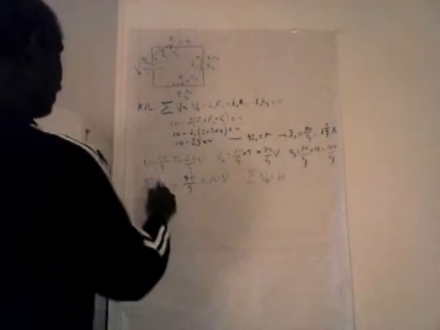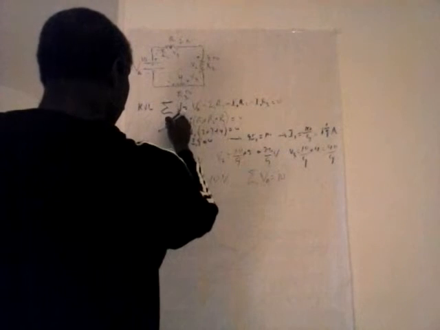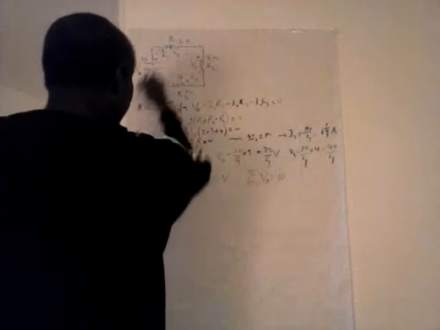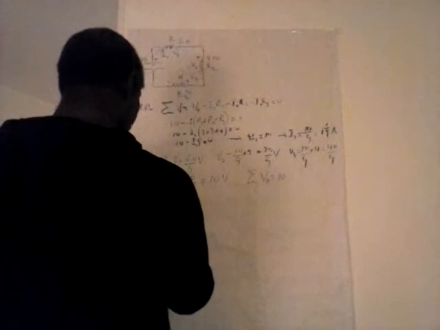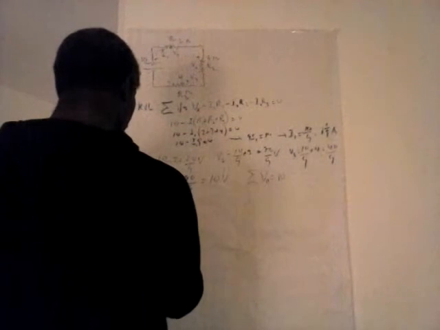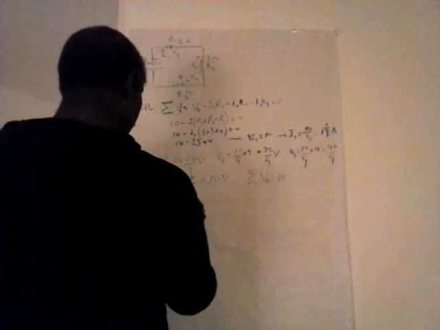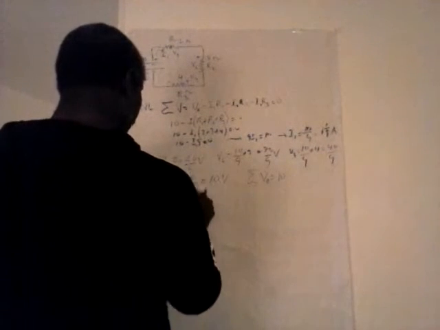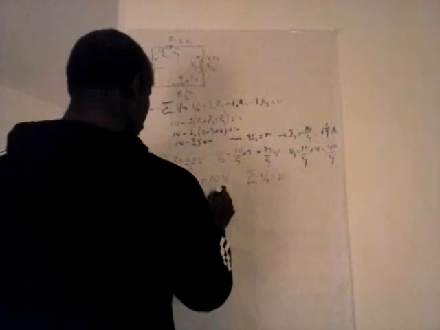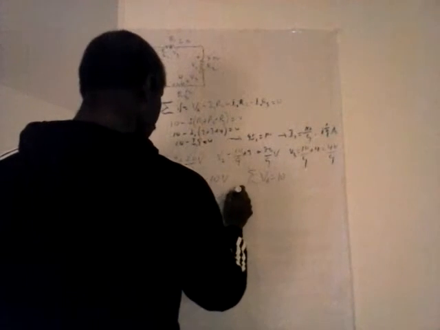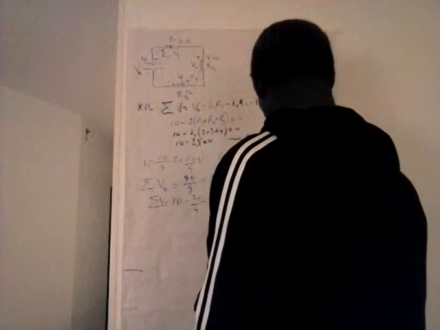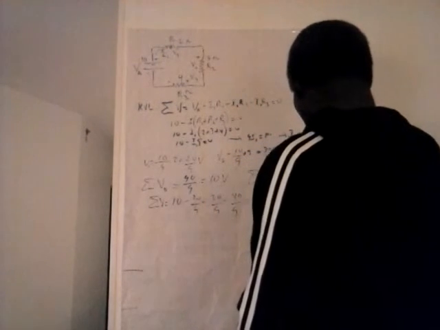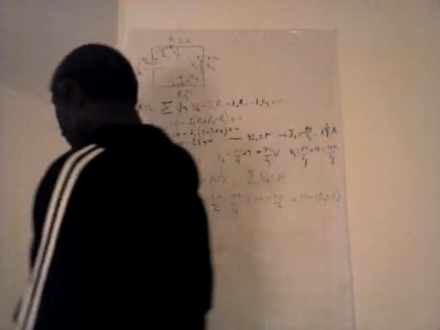In other words, the summation of all the voltages, the rise and the drops, must be equal to 0. So we'll have the summation of V equal to VA, which is 10, minus 20 over 9, minus 30 over 9, minus 40 over 9, which is equal to 10 minus 90 over 9, which is equal to 10 minus 10 equals 0, which is Kirchhoff voltage law.